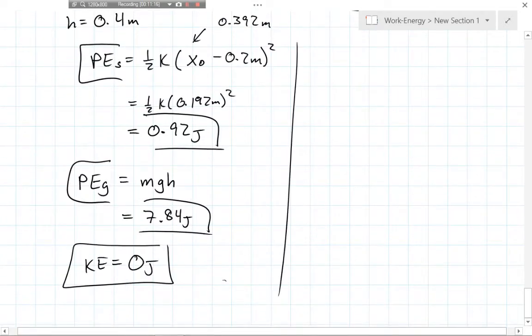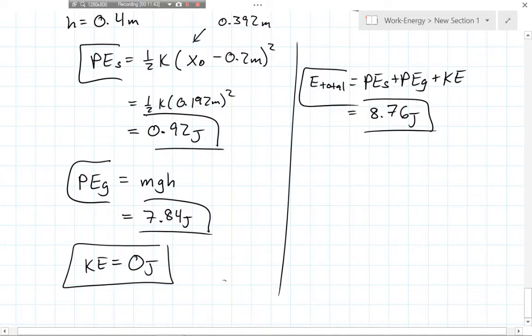So the total energy is the potential energy stored in the spring plus the gravitational potential energy plus the kinetic energy. And if I add all three of these numbers together, 0.92 joules, 7.84 joules, and 0 joules, I see that this still adds up to 8.76 joules.